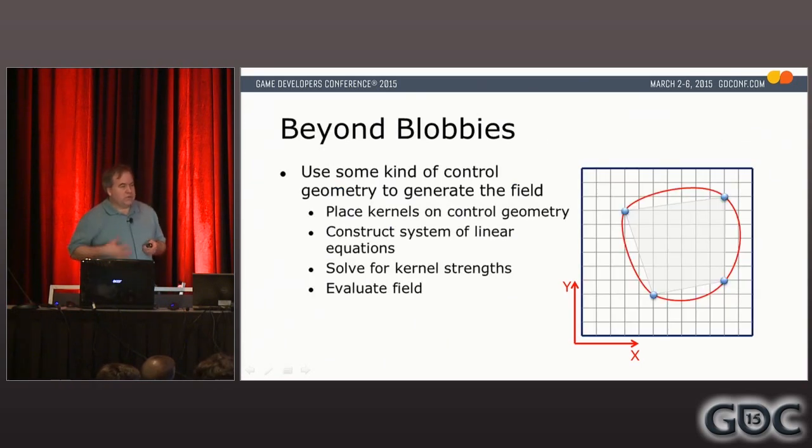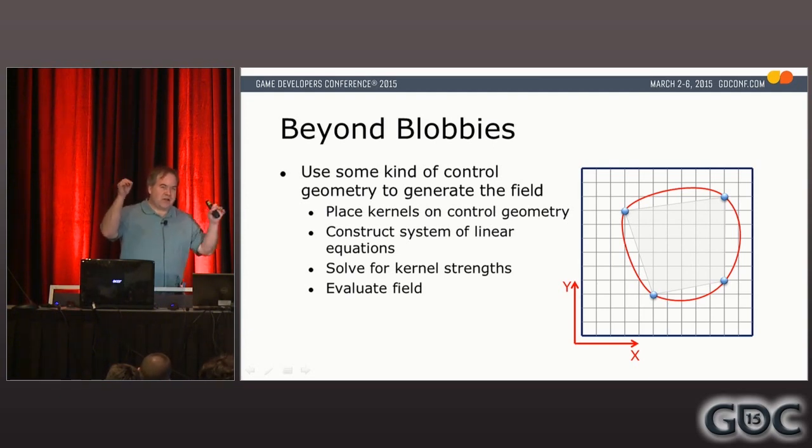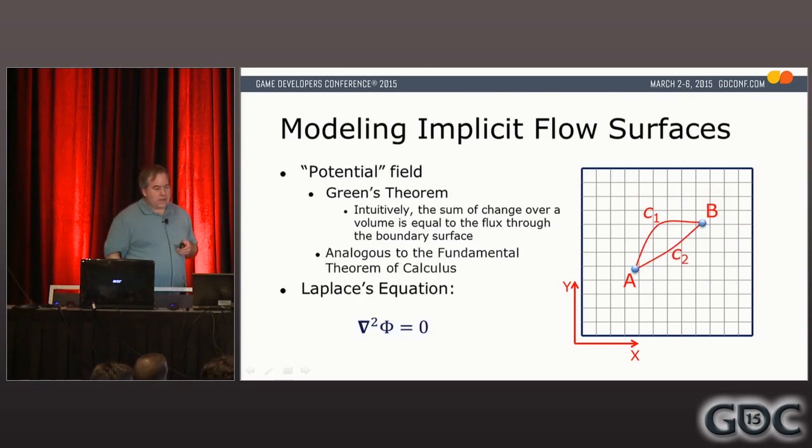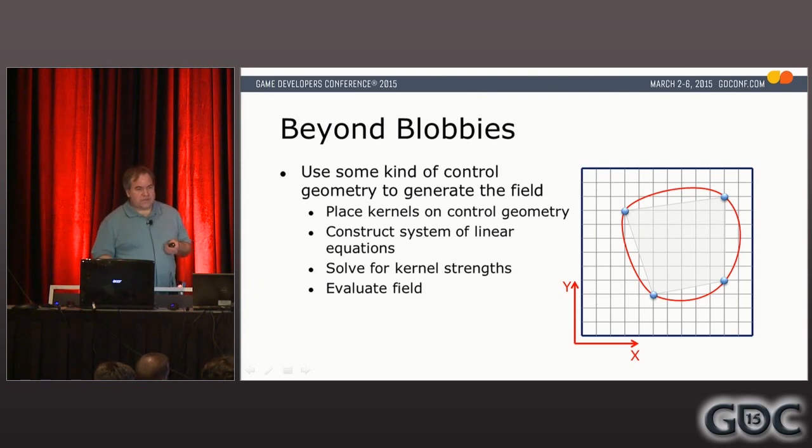So we can use these functions then to build things that are beyond blobbies, that are beyond metaballs. We can take scattered point data, put these kernels at appropriate points in the field, and then formulate a set of equations to figure out how strong they need to be. And that will give us a smooth function that kind of nicely interpolates our scattered data. Now, I'll give you some references at the end that go into more detail about that process, about the kind of historical approaches that have been used to go about doing that.